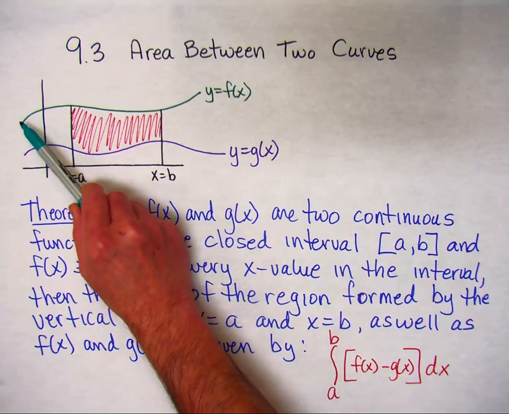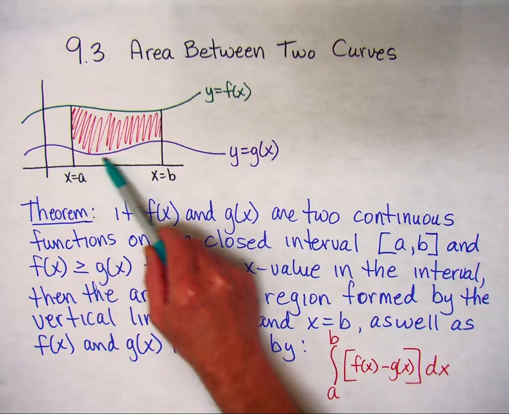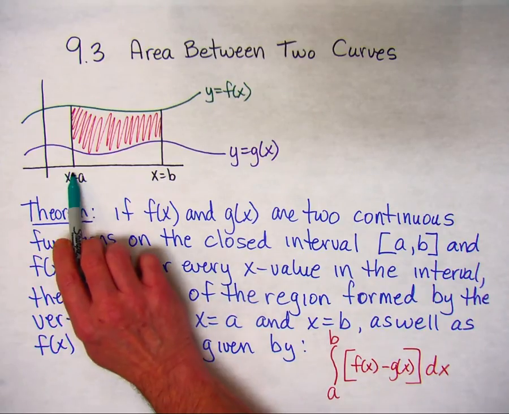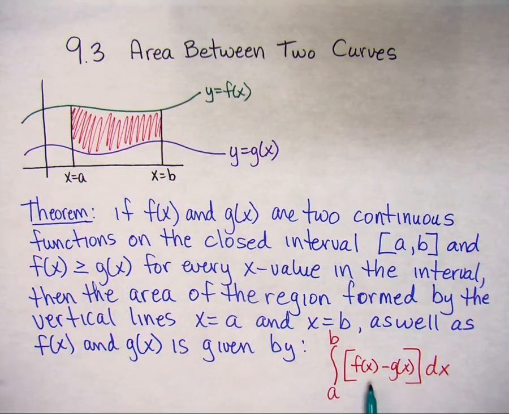If one function, f of x, is always greater than the other function, g of x, for every value of x in the interval, then the area of the region formed by the vertical lines x equals a and x equals b, as well as the two functions, is given by the following definite integral. So all we do is we evaluate the integral from a to b, and then we just subtract the two functions. We take the upper function, f of x, and we subtract the lower function, g of x. This will give us a brand new function, which we're going to integrate, and then we're going to evaluate between the values of a and b.